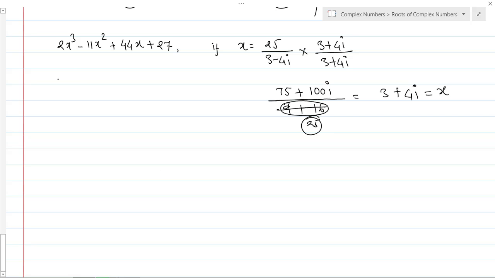Okay, therefore x is equal to 3 plus 4i. Now let's take the real and imaginary part to the other side. So x minus 3 is equal to 4i, and remove this i. So how do you remove it? Take squares on both sides. So (x minus 3) square is equal to minus 16. So x square minus 6x plus 9 is equal to minus 16.